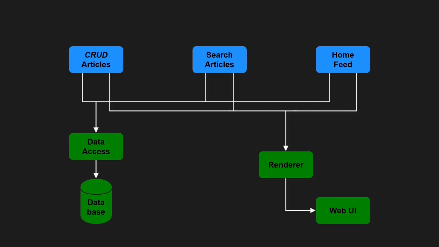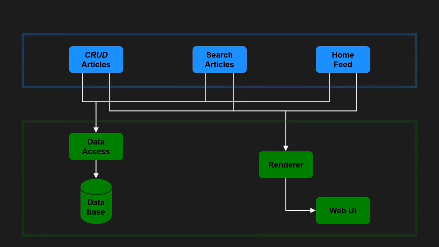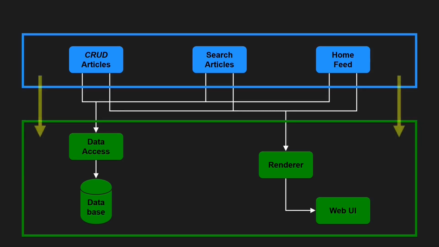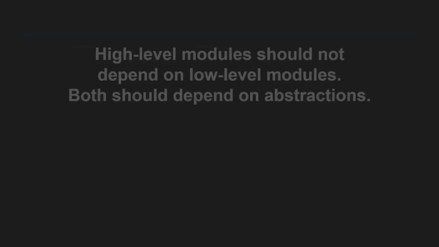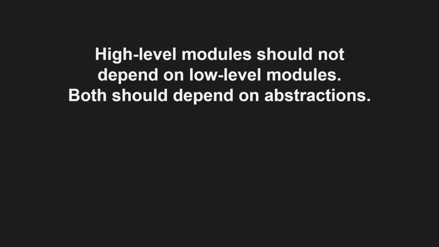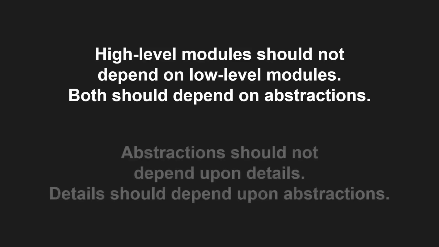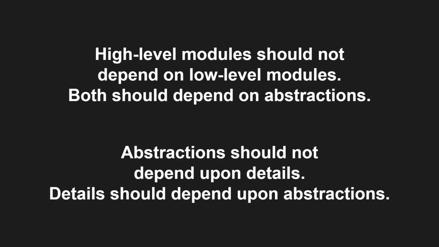Notice that with this simple and naive design, we have created a traditional layered architecture which builds an application on top of existing modules. And this is where the dependency inversion principle comes into the picture, which states: high-level modules should not depend on low-level modules. Both should depend on abstractions. And abstractions should not depend upon details, details should depend upon abstractions.